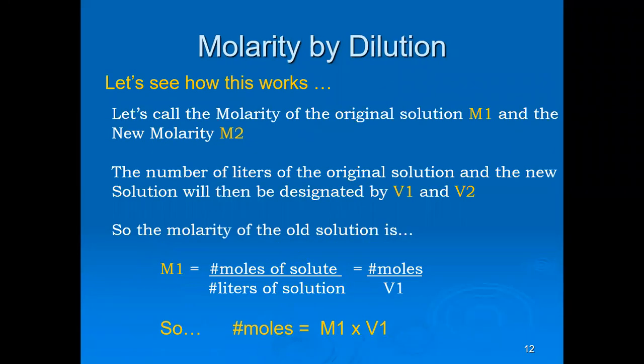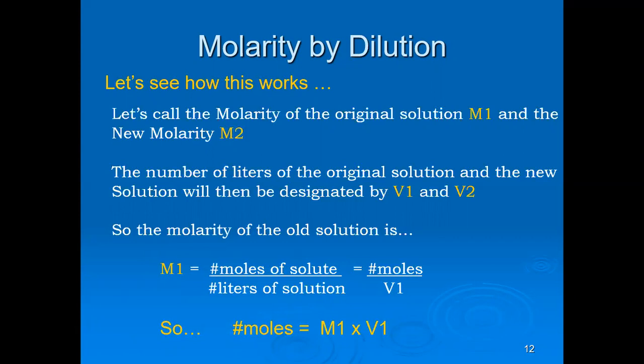Let's see how this works. Let's call the molarity of the original solution M1. The original solution means the one that is present in your lab, or the stock solution that you demand from the factory or industry, etc. And the new molarity M2. The volume in liters of the original solution is V1 and the new solution will then be designated as V2.